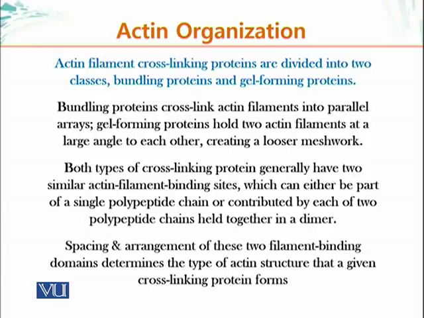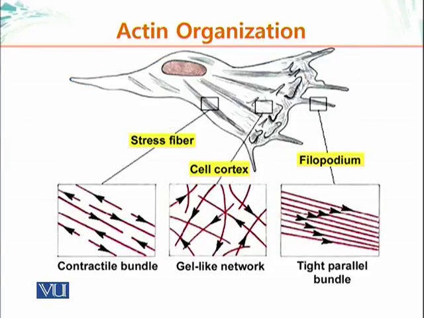Both types of cross-linking proteins generally have two similar actin filament binding sites, which can either be part of a single polypeptide chain, or be contributed by two polypeptide chains held together in the form of a dimer. I'll talk about both these categories, give you examples of them, and show you these two different categories of proteins that can link actin filaments. Spacing and arrangement of these two filament binding domains determines the type of actin structure that a given cross-linking protein will form. Here, let me show you this diagram.